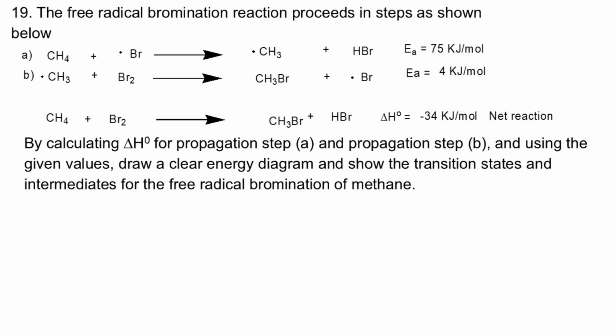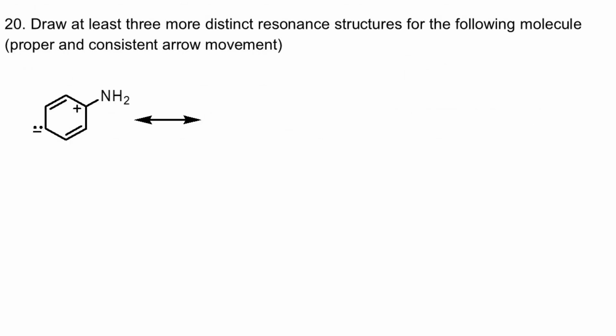It proceeds in 2 steps. The main rate determining step, the propagation steps are given, and by calculating the delta H for propagation steps A and B and using the given values, draw a clear energy diagram. This is a rate determining step and the transition state, intermediates, for the free radical bromination of methane. So basically it is just to understand the rate determining step and also just to give the energy diagram.